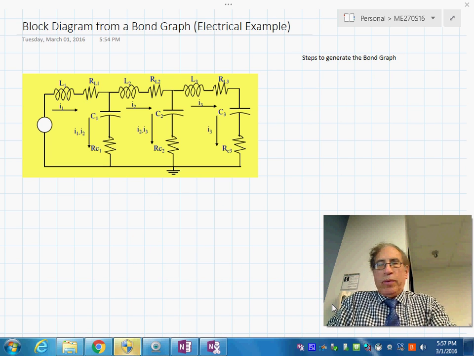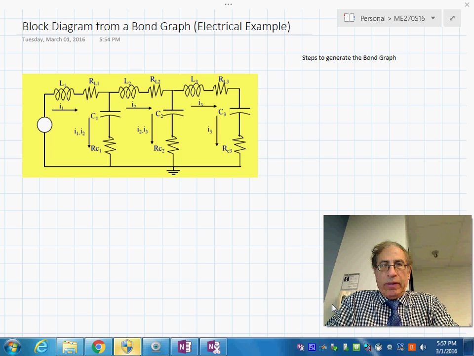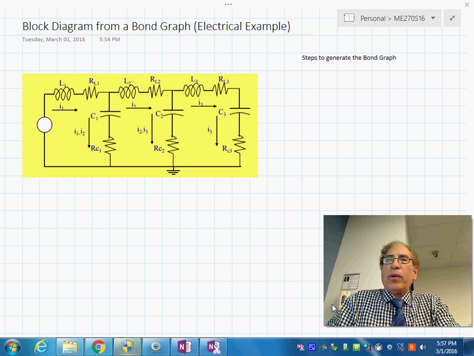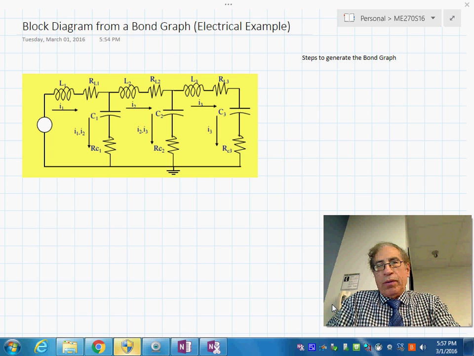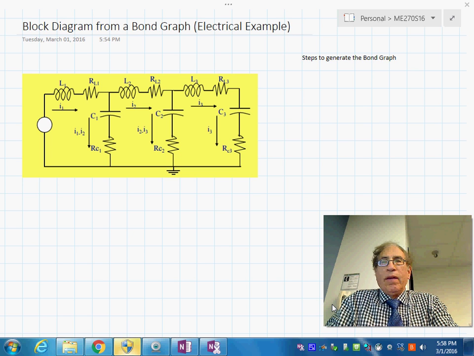Today we're going to take this example, which is a significant electrical example. Our objective is to obtain the block diagram from the bond graph of this example. I think it's important to understand that once we have the bond graph model, we don't need the block diagram. However, we are doing this to illustrate the equivalency of those methods, and to show how to do it if you really want to obtain a block diagram from a bond graph model.